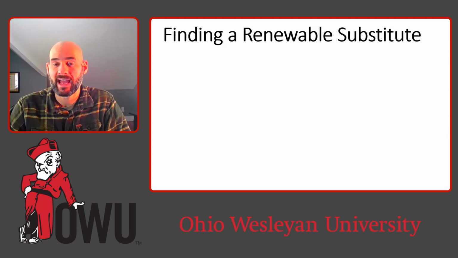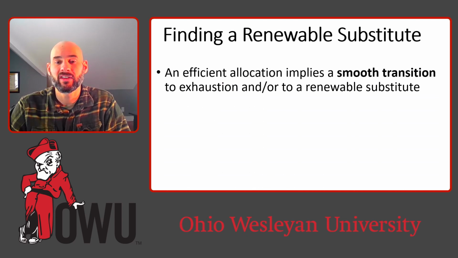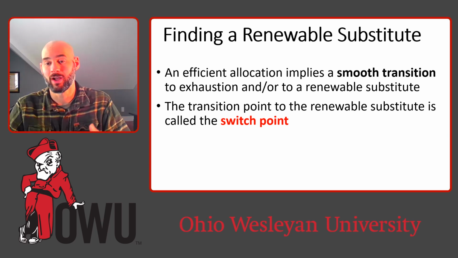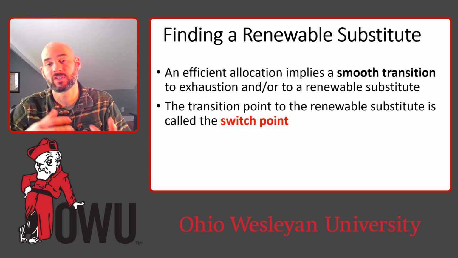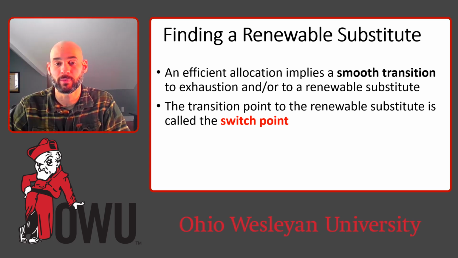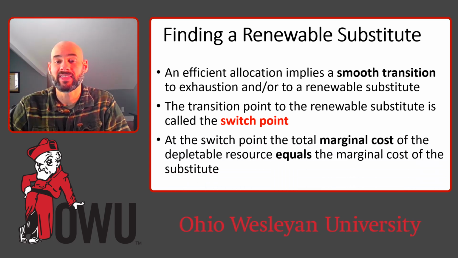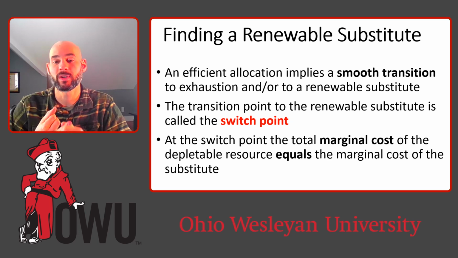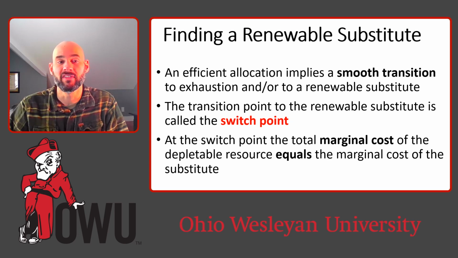So if we have a renewable substitute or a backstop technology, then there's going to be a smooth transition to exhaustion or to the use of that renewable substitute. And the point at which we switch from a non-renewable and depletable resource to a renewable substitute is going to be called a switch point. And at that switch point, the total marginal cost of the depletable resource, being the marginal extraction cost and the marginal user cost, is going to equal the marginal cost of the substitute.